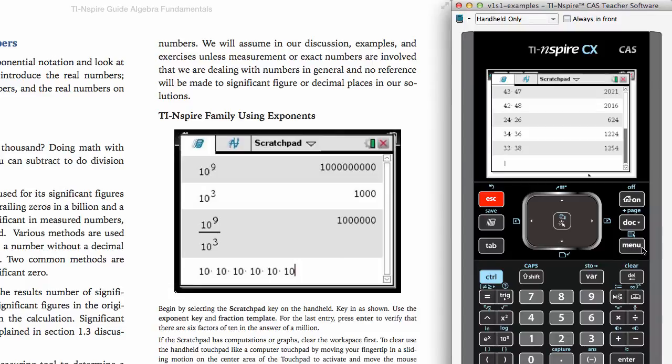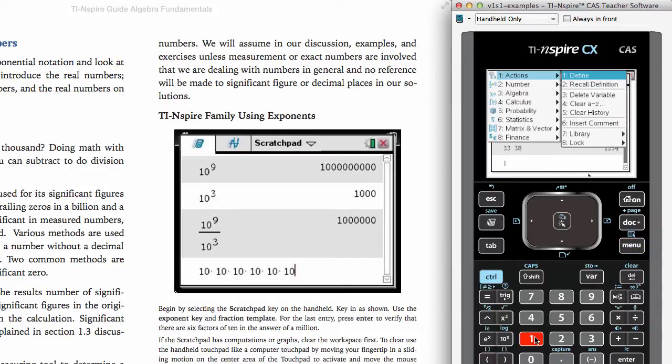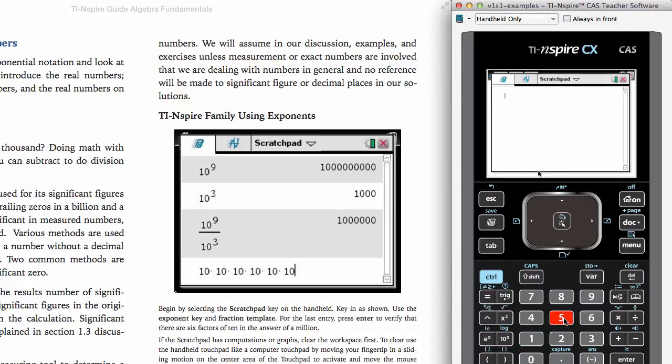Okay, so we press the menu. We need actions, which is going to be option number 1. Then we need number 5, which is to clear the history. So up here it says 5, clear history. Now we prefer just to go ahead and hit the numbers on the numeric pad. So this clears out this.